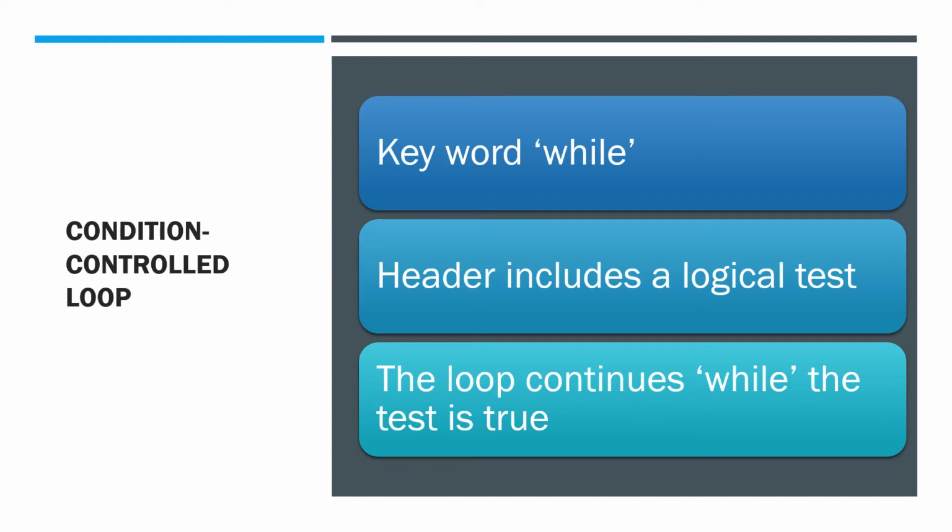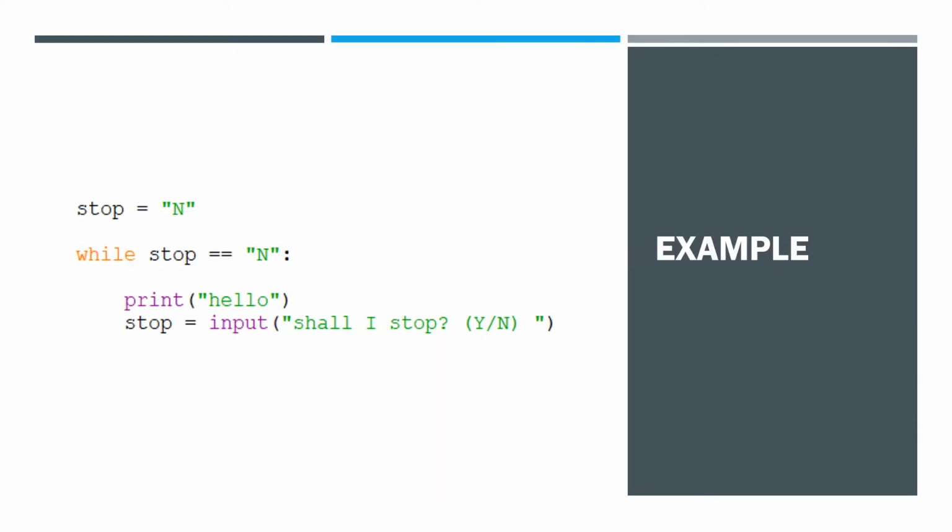So every time round the loop, the computer will evaluate the logical test again. As long as the test is true, the loop will continue. But when the test becomes false, the loop will stop. So let's have a look at an example of that in action. So here is an example of a while loop.